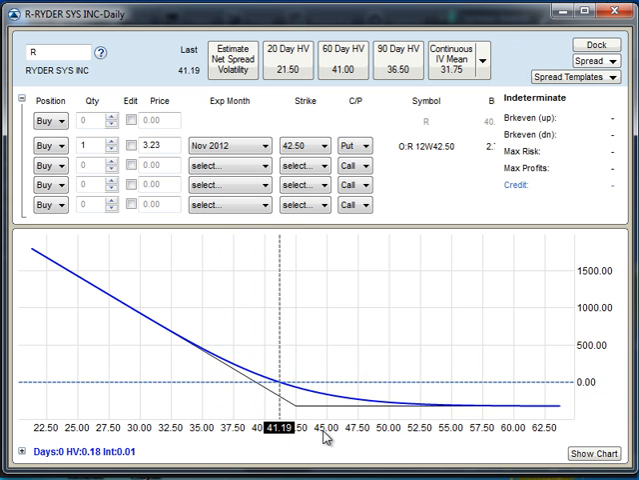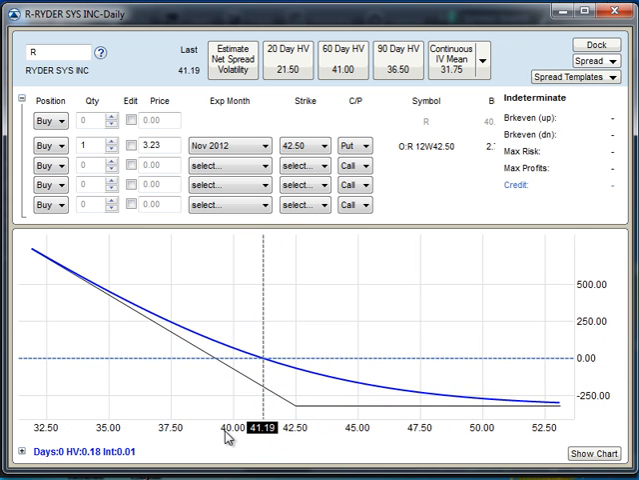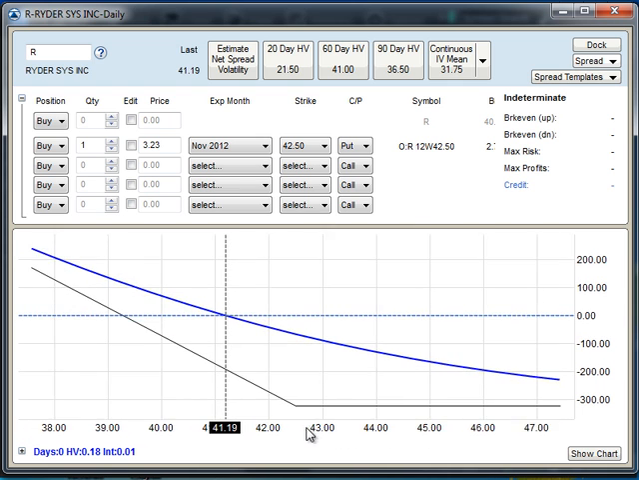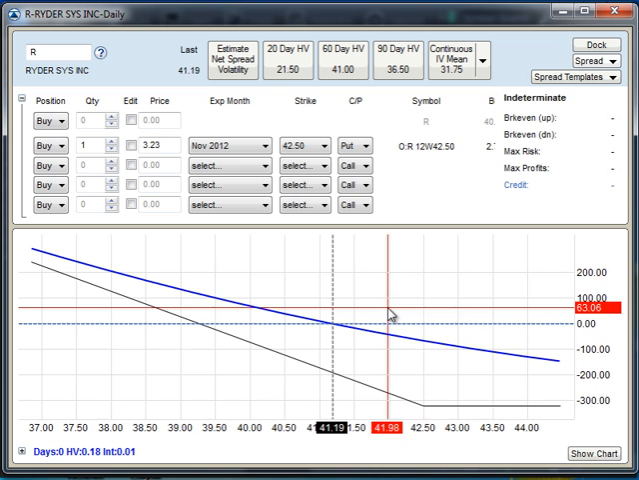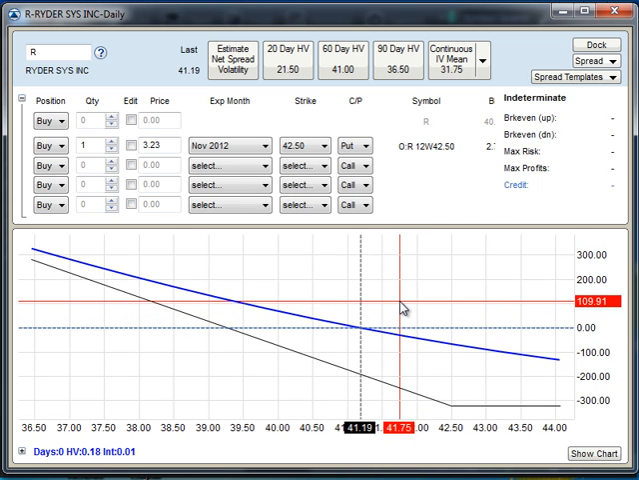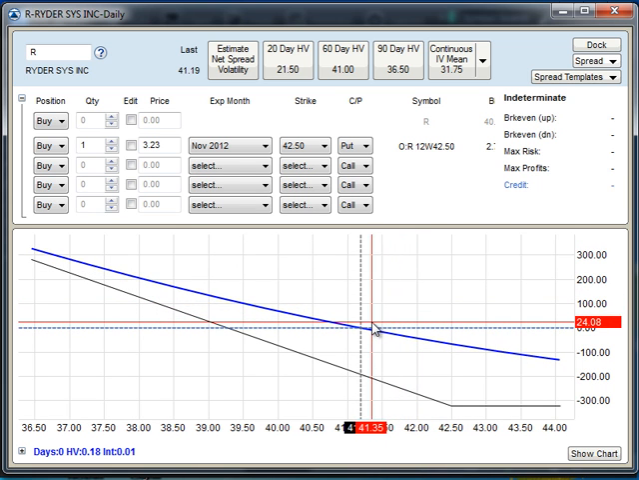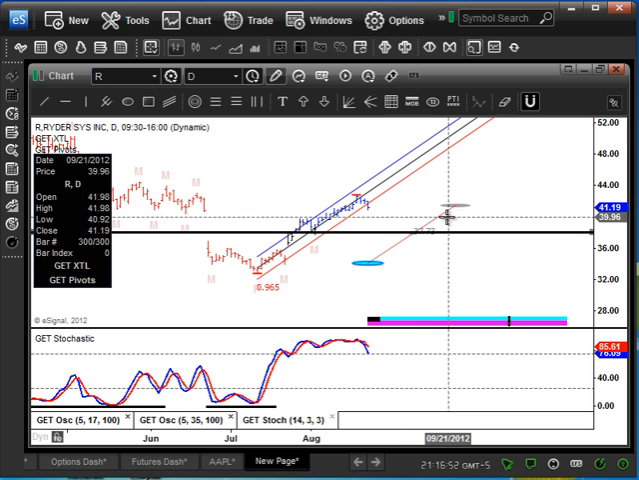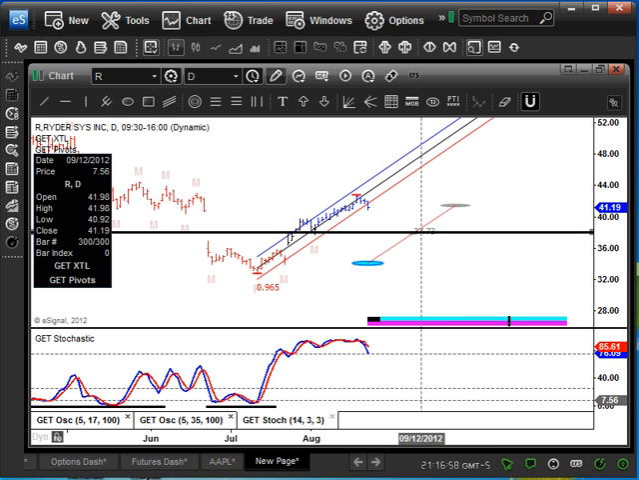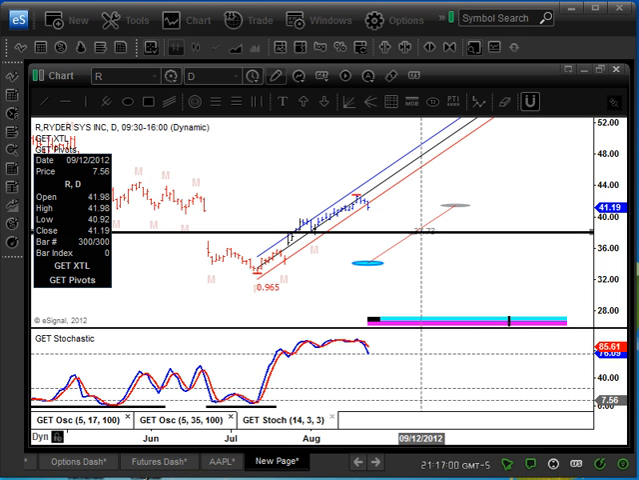Let me spread the lines out here so I can get a little bit closer and show you what the profits would be if the market only goes down to, we said, $38. Let me go back to my chart and just verify that. Yep, $38. Now we're using the 42.50 put for this. The 42.50 put is already in the money. So let's go back to our risk graph.